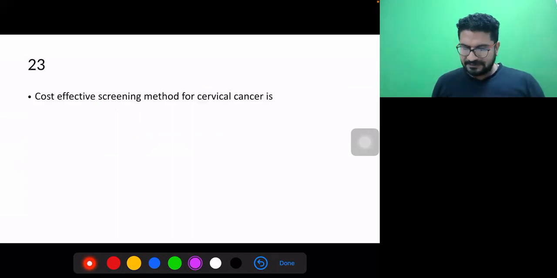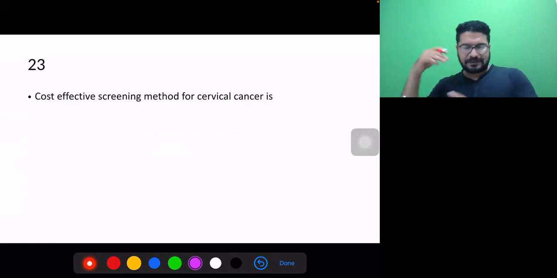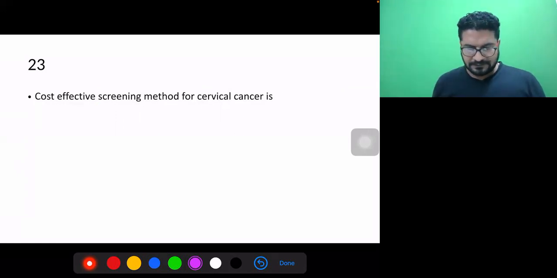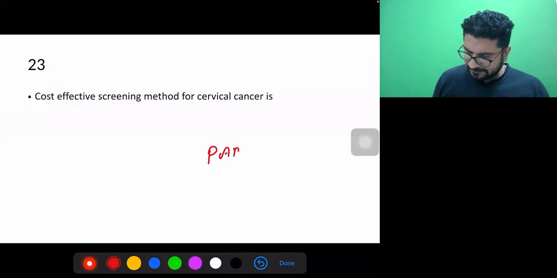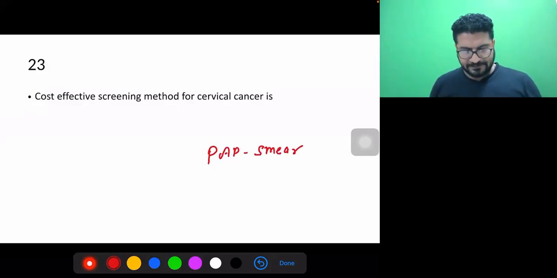Cost-effective screening method for cervical cancer. I'm getting many different questions and options from different students, so let's try to understand this one by one. Most of the students are saying the answer is pap smear. But remember, pap smear is not cost-effective. It becomes a slightly expensive method, and sometimes it becomes an extremely expensive method.